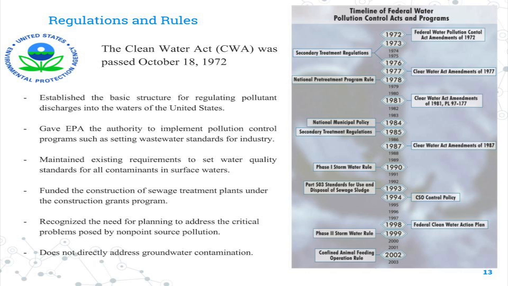Now we'll be looking at regulations and rules that play a factor in wastewater treatment, with the most important being the Clean Water Act, which was passed on October 18, 1972. The main thing it consists of is that it established a basic structure for regulating pollutant discharges into waters of the United States. It also gave the EPA the authority to implement pollution control programs such as setting wastewater standards for industry. It also maintained existing requirements to set water quality standards for all contaminants in surface waters.